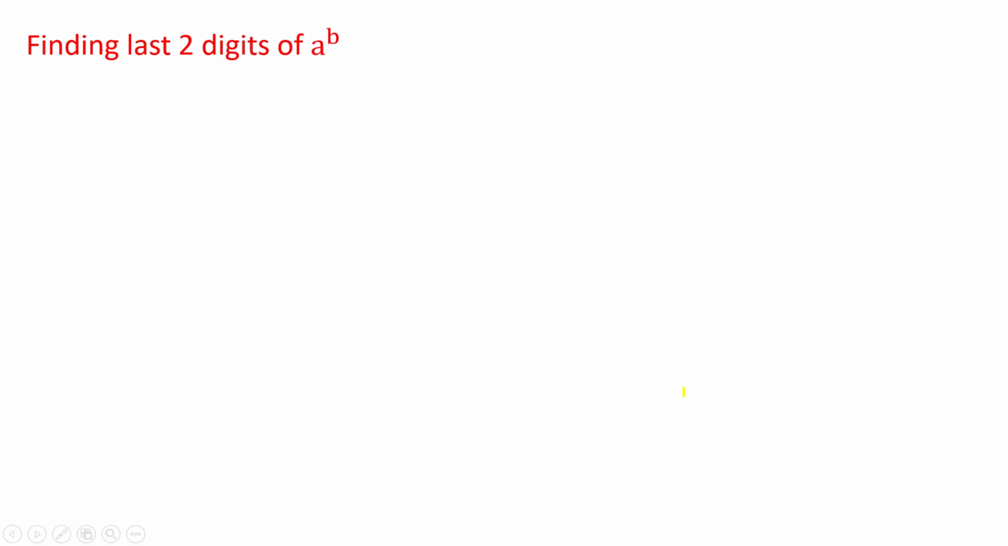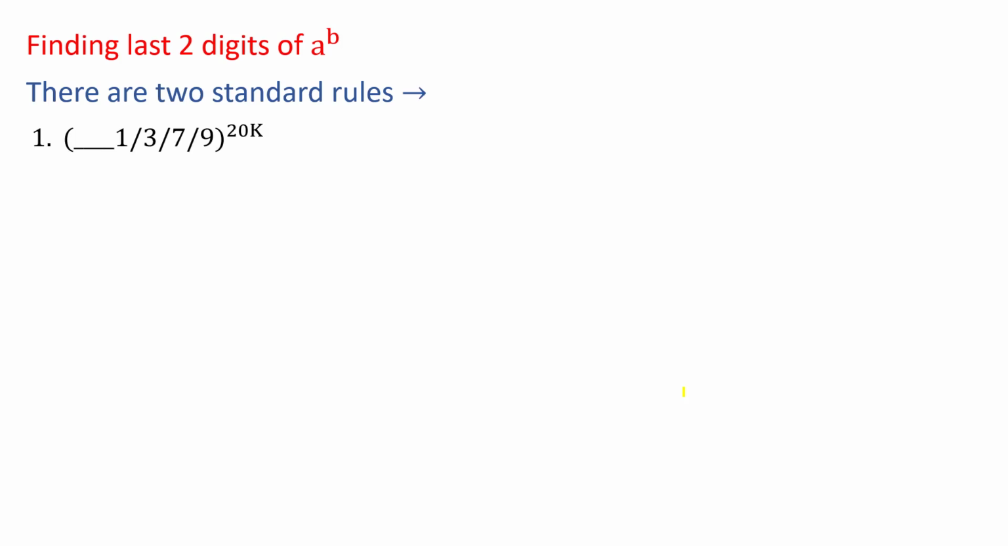The next part is how to find the last two digits of a to the power b. There are two standard rules. Let's have a look at those two rules. The first rule is, if the unit digit of a number is 1 or 3 or 7 or 9, to the power of a multiple of 20, it always ends with 01. The last two digits are always 01.